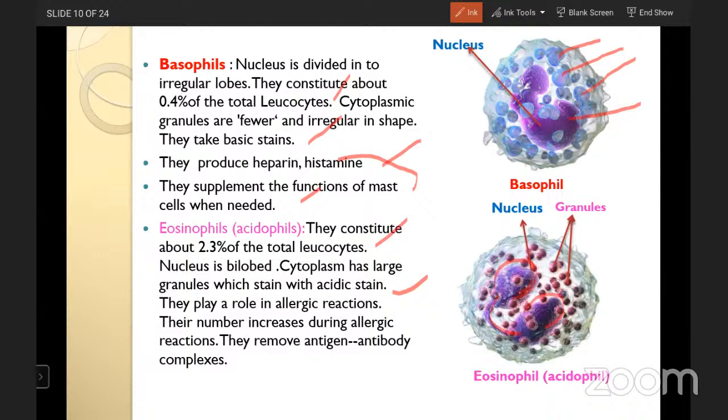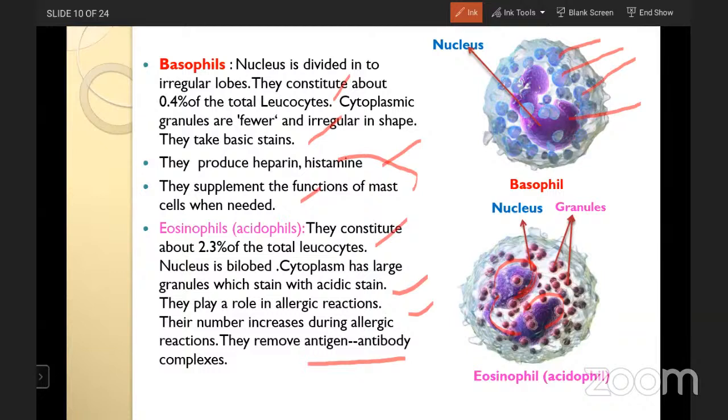They play a role in allergic reactions. Their number increases during allergic reactions, so when you are suffering from any allergy, the eosinophil number will be increased in your body. They remove antigen-antibody complexes. Antigen means any pathogen; antibody means the substance produced by the blood cells. So they remove the antigen-antibody complexes. This is about the eosinophils or acidophils.